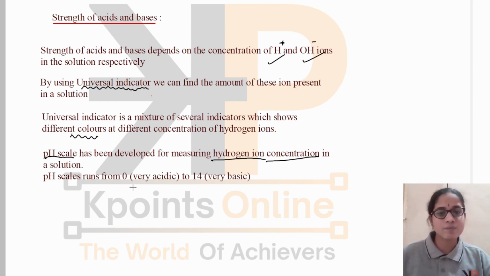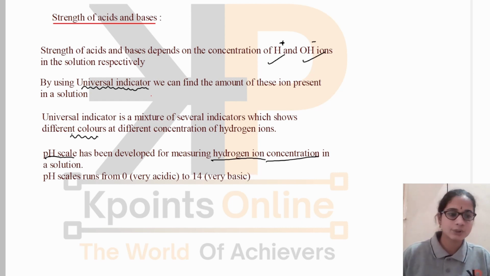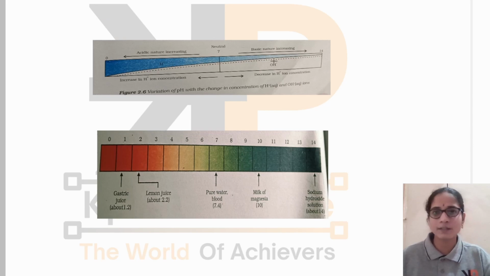This scale runs from 0. If the pH value of a solution is very low, it shows acidic character, and if it is very large, then it shows basic character. Okay, let me show you. See here, this is a pH scale.